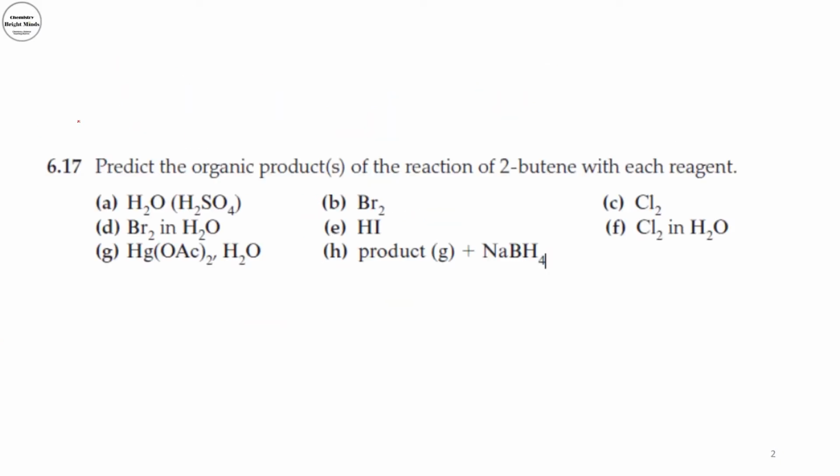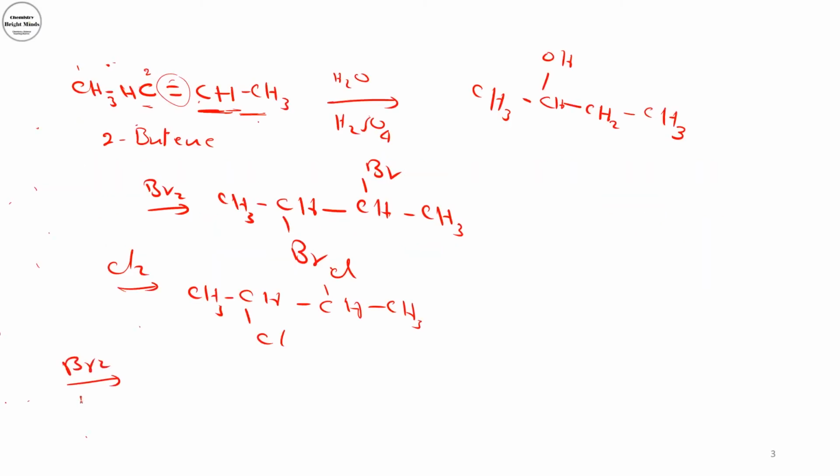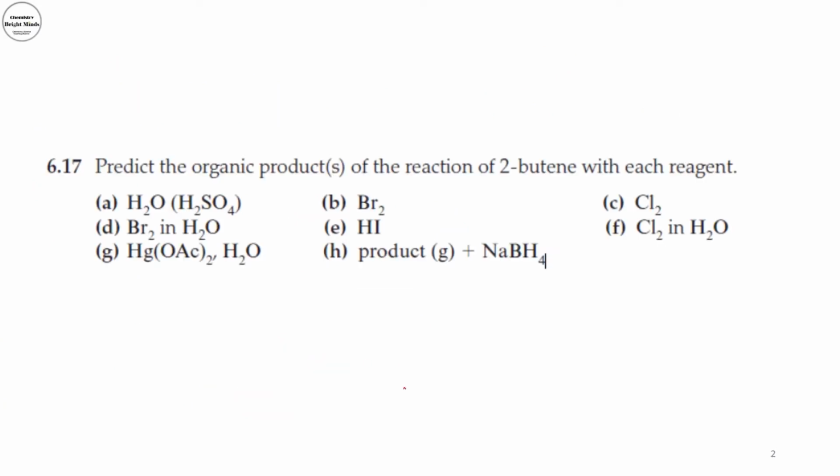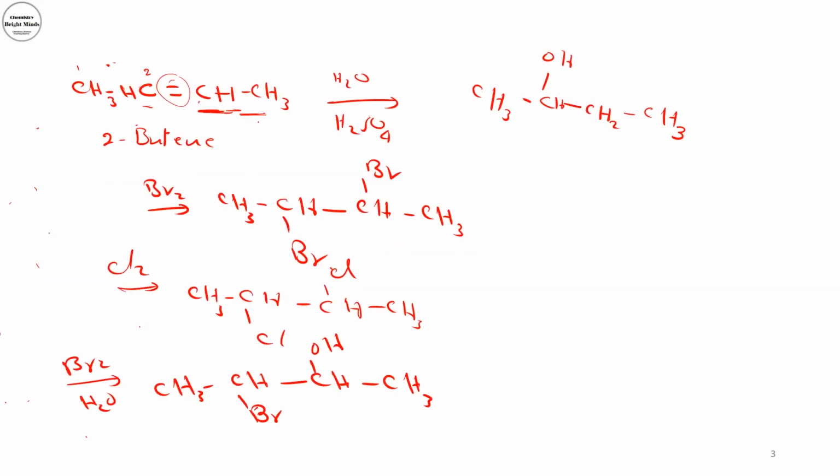Now going back to Br2 in the presence of water. This means I will add a hydroxyl group to one of the carbons and Br to the other carbon. So here I will just add the Br, and here I will add the hydroxyl. Now moving to E, in that case I need to react with hydrogen iodide.